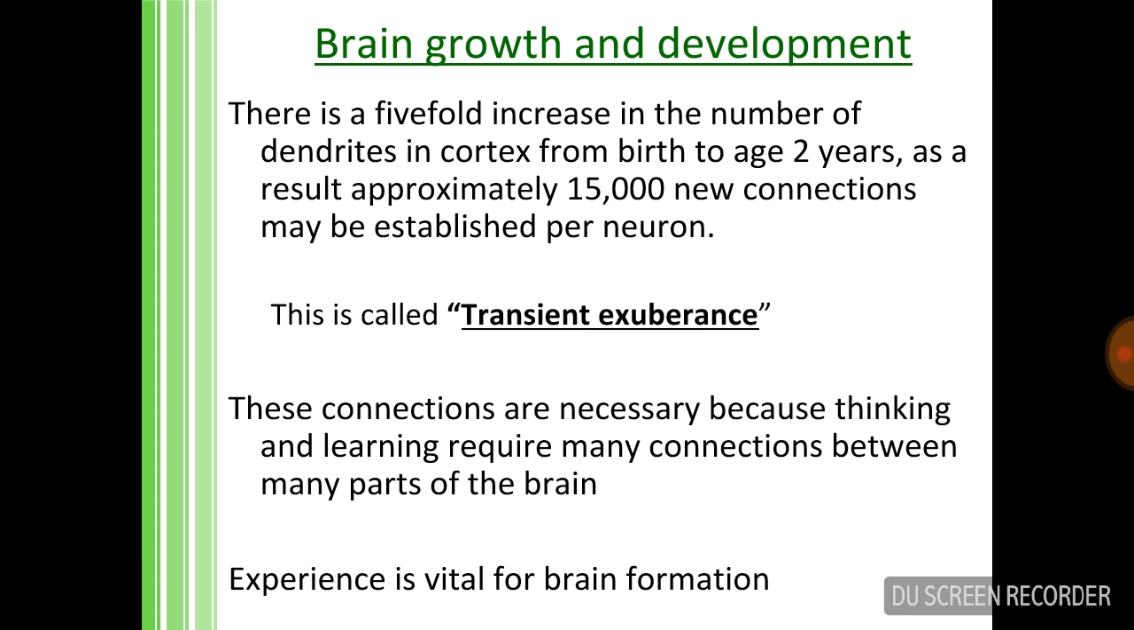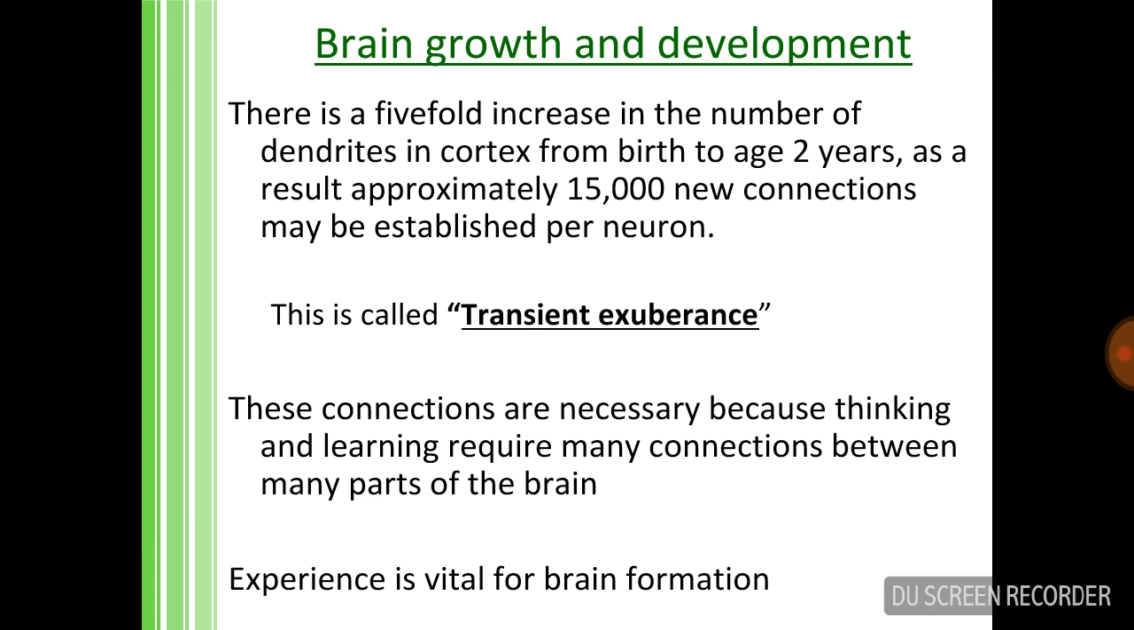Brain growth and development. There is a 5-fold increase in the number of dendrites in the cortex from birth to age 2 years. As a result, approximately 15,000 new connections may be established per neuron. This is called transient exuberance. These connections are necessary because thinking and learning require many connections between many parts of the brain.